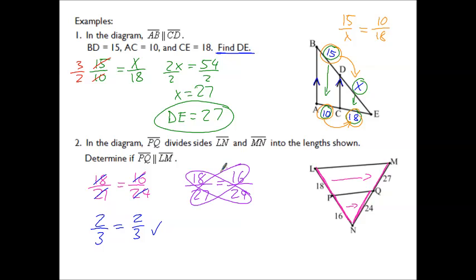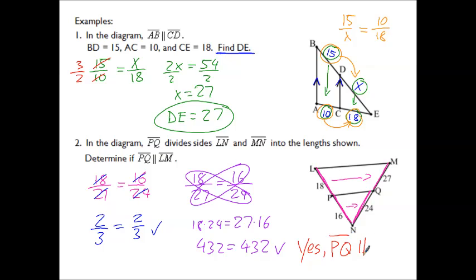Let's cross multiply, and you're welcome to use your calculator for that. 18 times 24 has to be equal to 27 times 16. 432 is equal to 432. So yes, that's indeed the case. And we can say, yes, segment PQ is indeed parallel to segment LM.